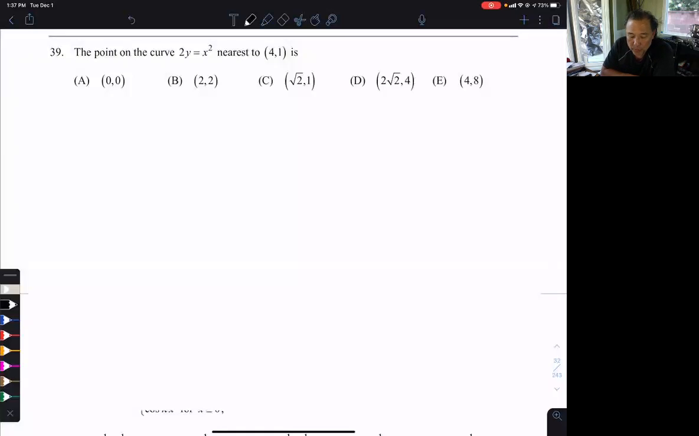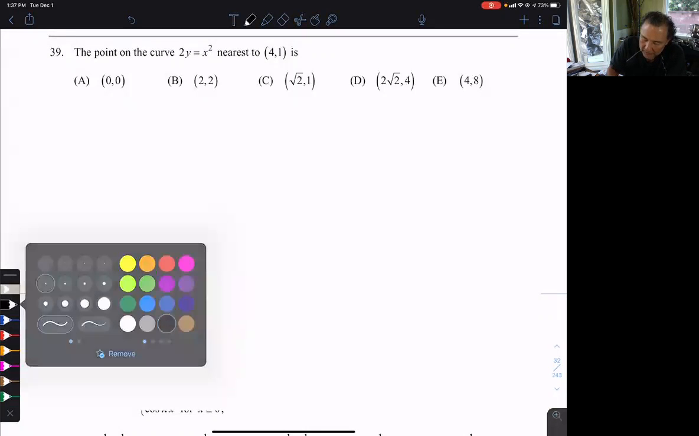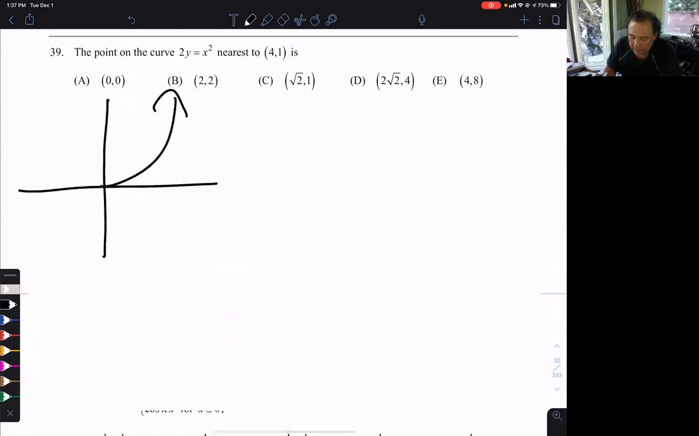All right, we want the point nearest the curve 2y equals x squared. So that's a parabola. You don't have to know that. You just know you have some graph. I'm going to go ahead and draw a parabola. And then you have the point (4, 1). Somewhere out here you have the point (4, 1).